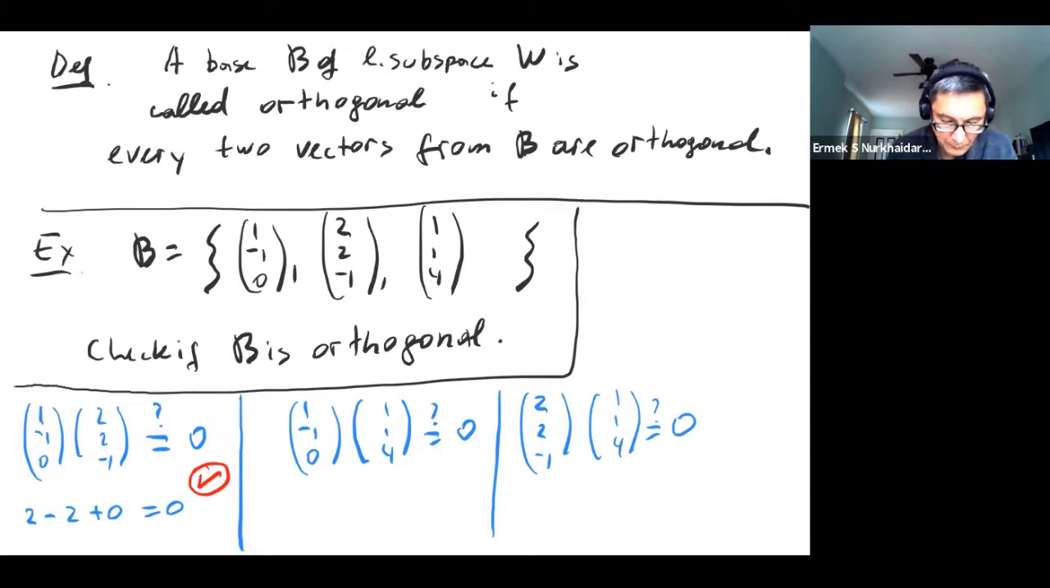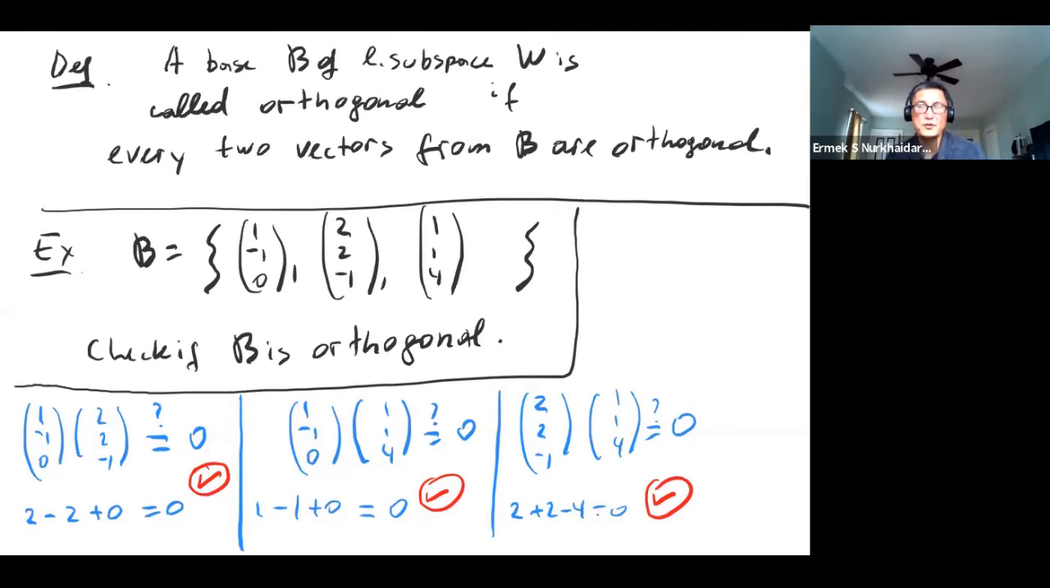Second one, 1 minus 1 plus 0 equals 0. That is also true. And the third one, 2 plus 2 minus 4 equals 0. That is also true. So we checked all the possible pairs in this case: 1, 2; 1, 3; 2, 3. So our conclusion, yes, B is orthogonal.